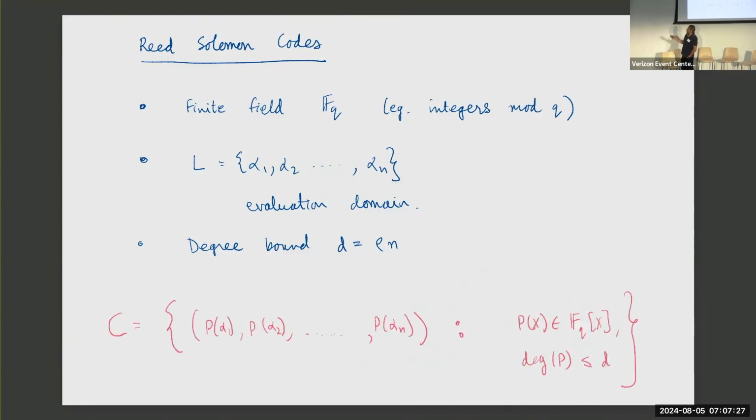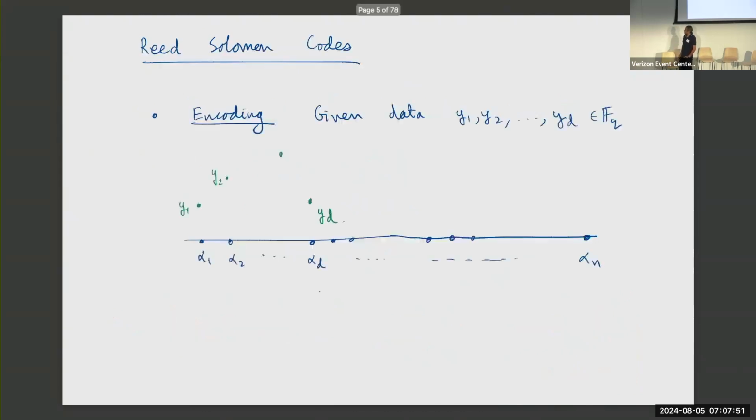And the Reed-Solomon code, based on these parameters, is the evaluations of polynomials of degree at most d at all these points alpha_1 up to alpha_n. So if you can see, there are n evaluation points, and we take polynomials of degree at most d and evaluate them at these n points. So the code words of this code are of length n, and there are q to the d of them roughly. Okay, these are Reed-Solomon codes.